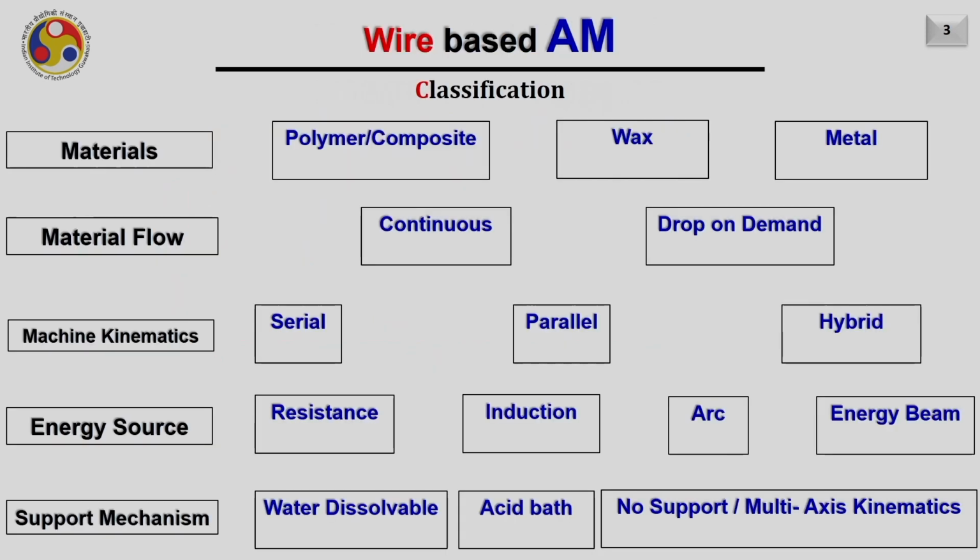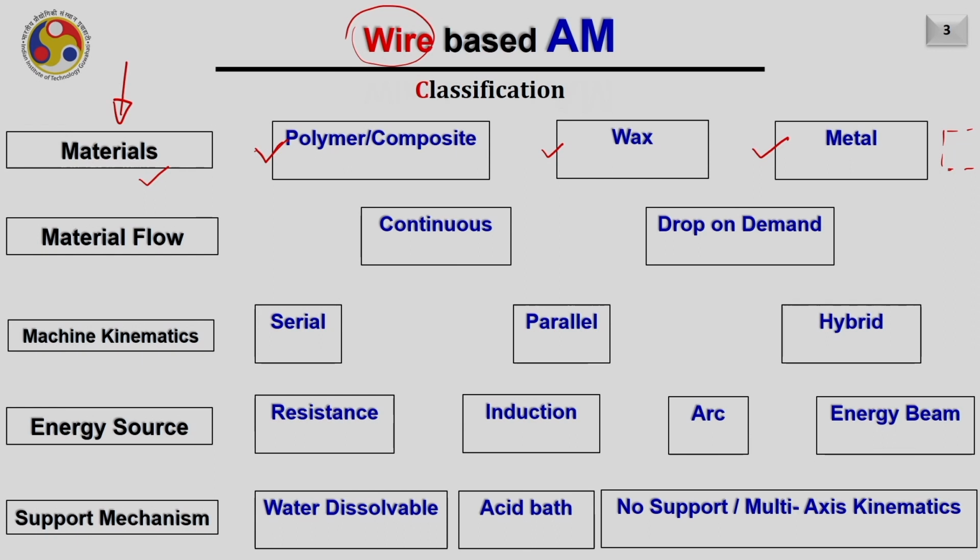So, wire based additive manufacturing can also be classified the way we have classified the other additive manufacturing processes, based on the subsystem level. So, for example, what kind of materials can be used in the form of wire in additive manufacturing? The wires can be of polymer or of composites. The wires can be of wax or the wire can be of metal. There could be a few more if you want to add further.